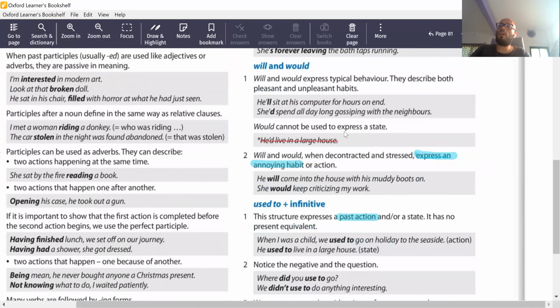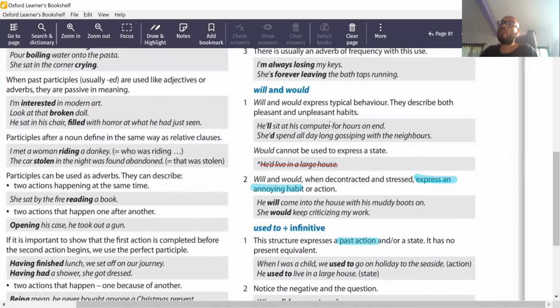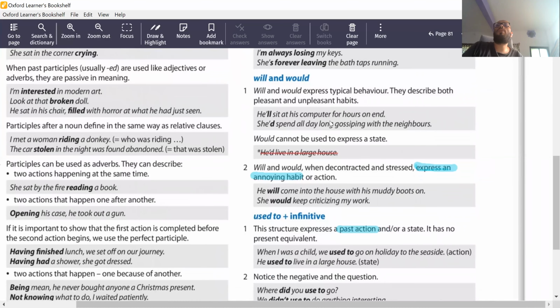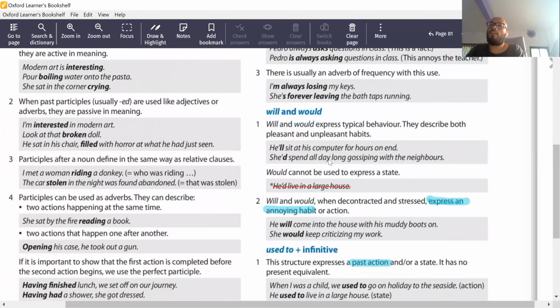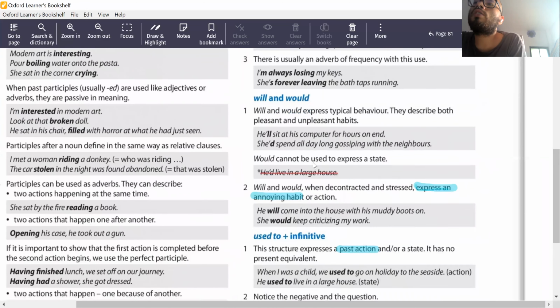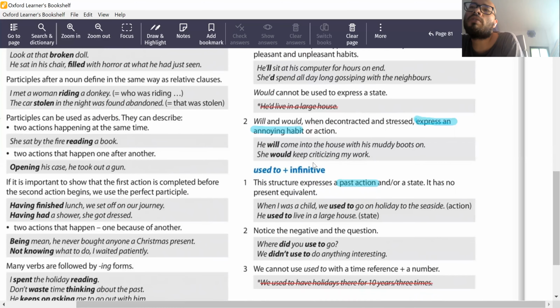Then we have will and would. Yeah, will and would express typical behavior. They describe both pleasant and unpleasant habits, right? He'll sit at his computer for hours. She would spend all day long gossiping about her neighbors. No?